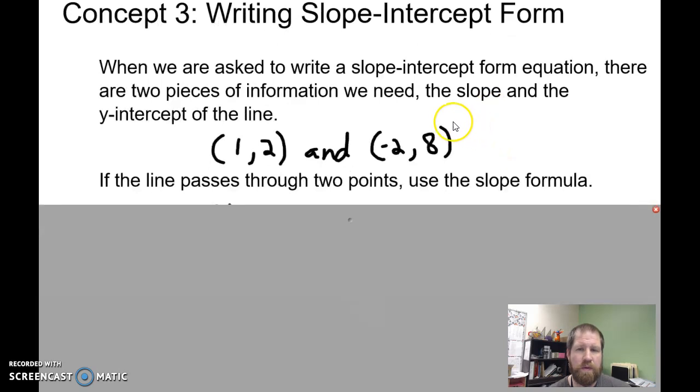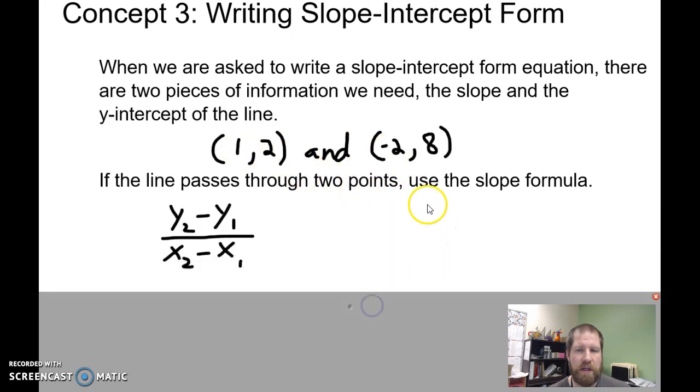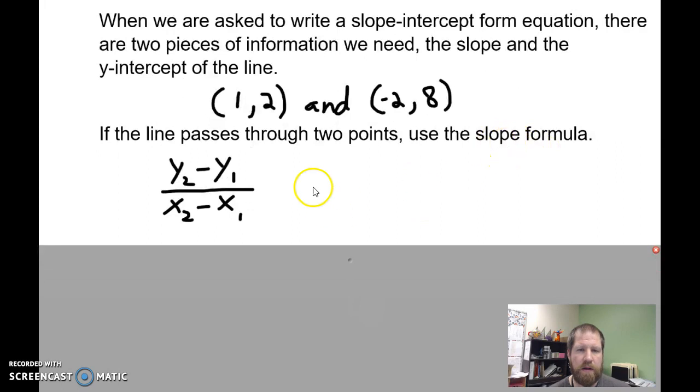A lot of the times when we're asked this, we're going to be given 2 points, and we're going to have to figure out the slope and the y-intercept using those 2 points. So if we have those 2 points, our first job is to find the slope. We're going to use our slope formula: y2 minus y1 over x2 minus x1.